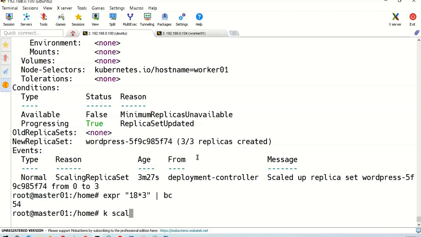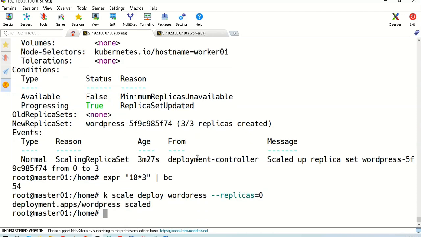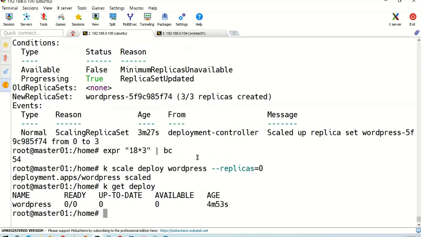Scale deployment WordPress replicas equal to 0. I've scaled down the deployment. Let's edit the deployment. Let's edit the deployment, and then let's scale up the deployment to 3 again, and let's see if it gets scheduled.